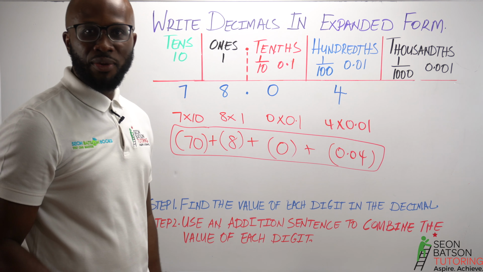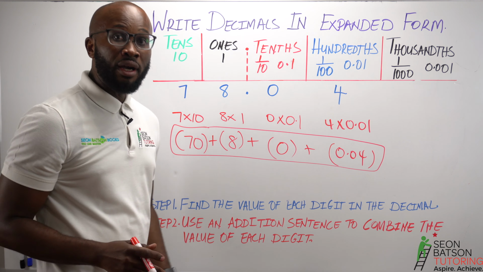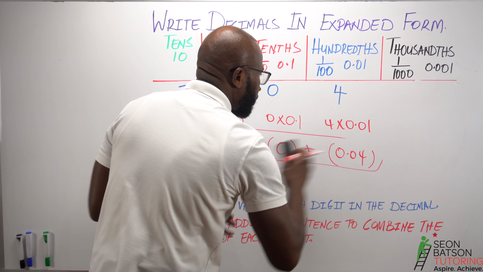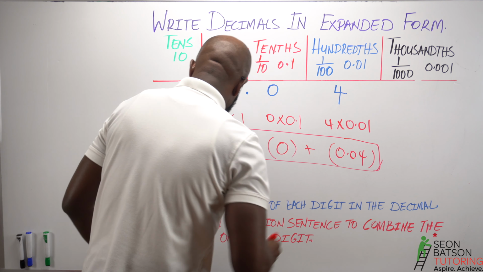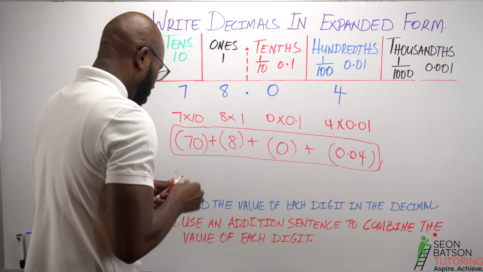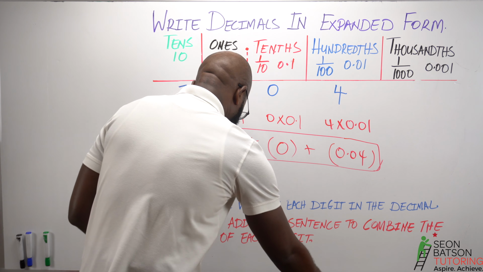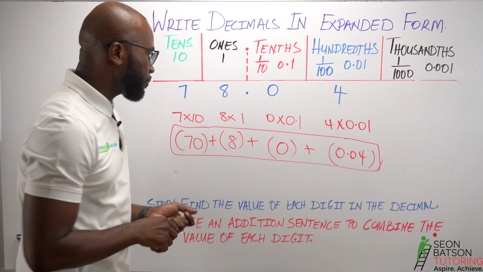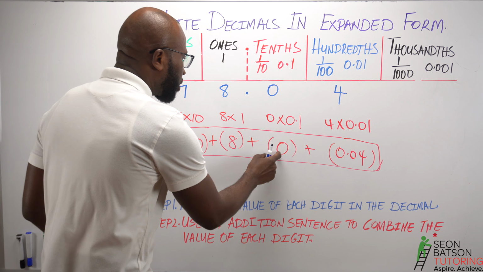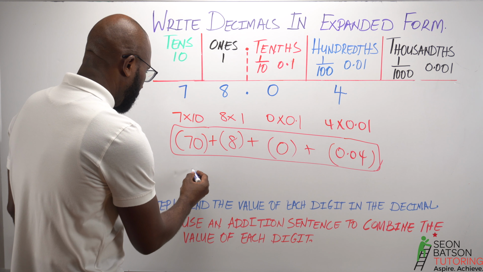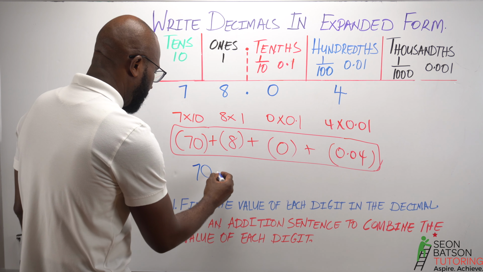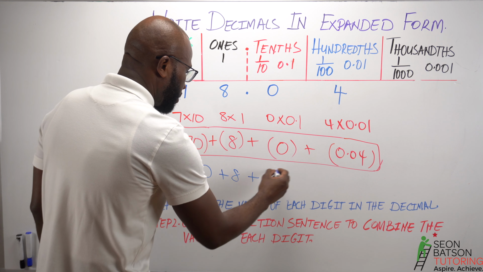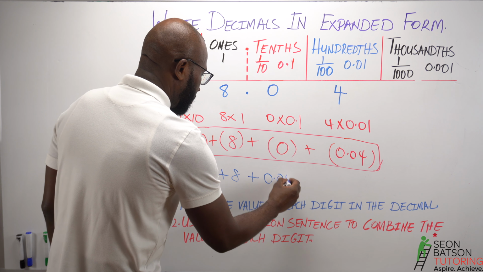But remember, we said what? Whenever a digit has no value, we will not write that digit in the expanded form, because it has no value, right? So we will not include the 0 in our expanded form. So the correct expanded form will look like this: 70 plus 8 plus 4 hundredths.